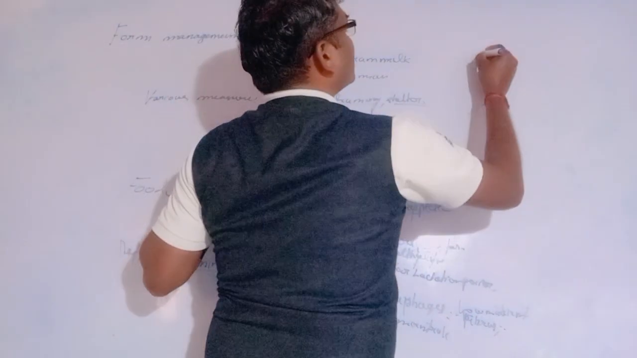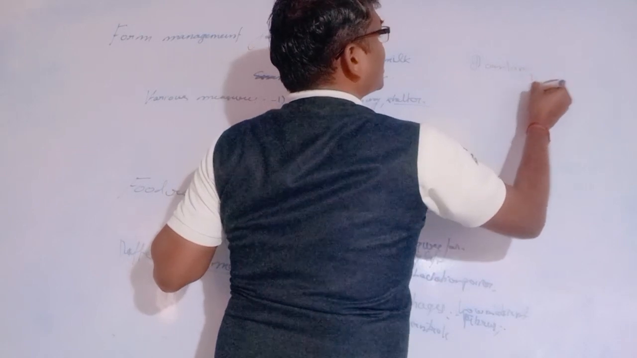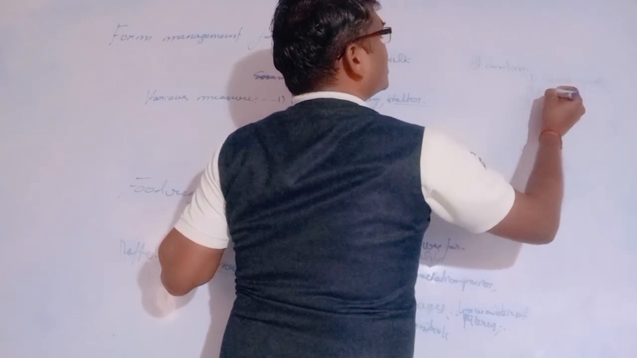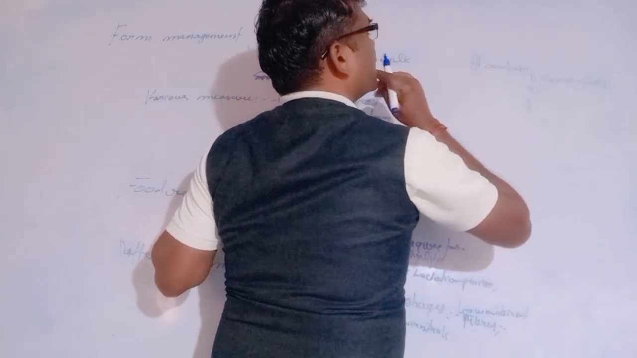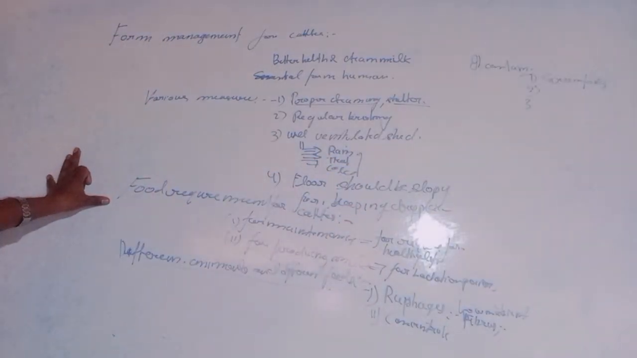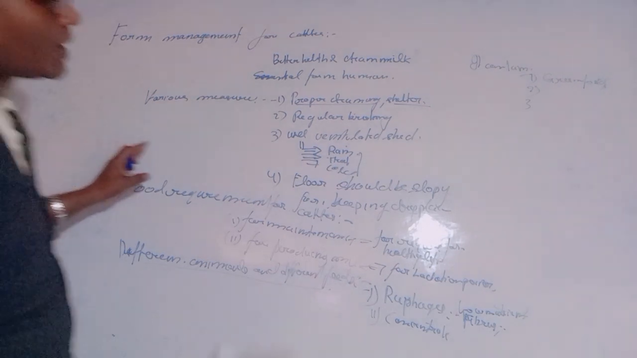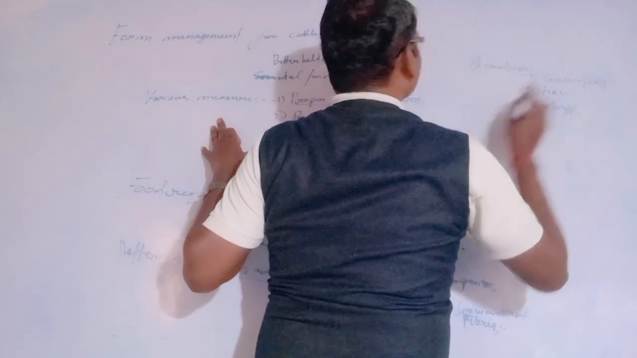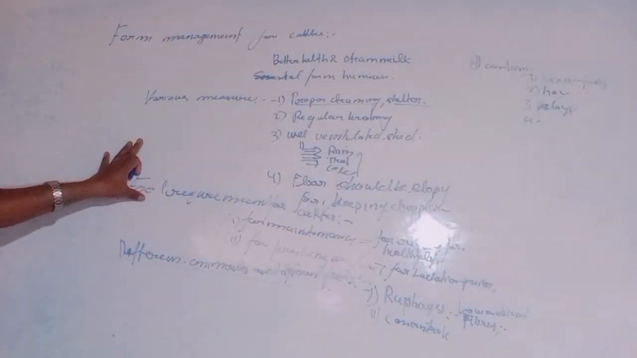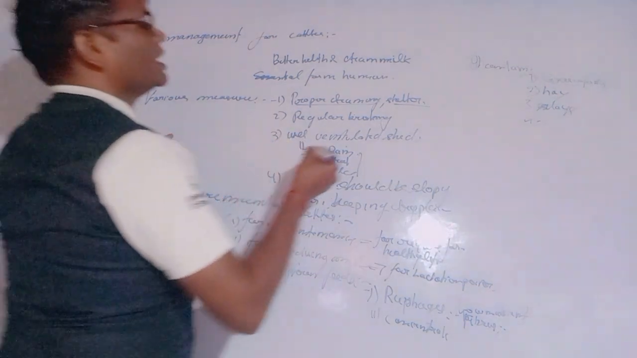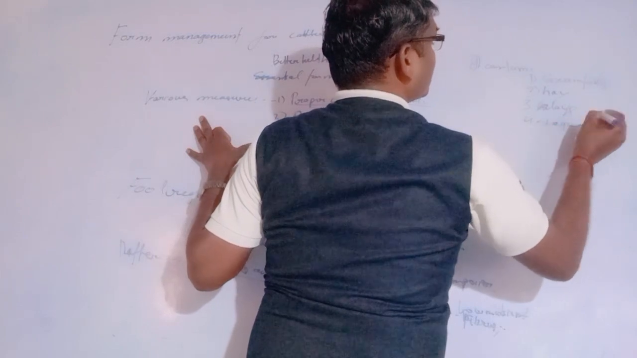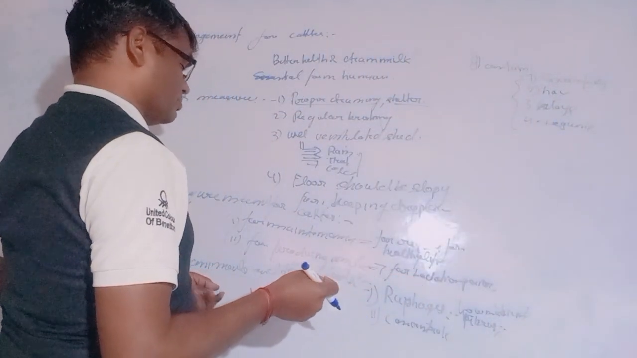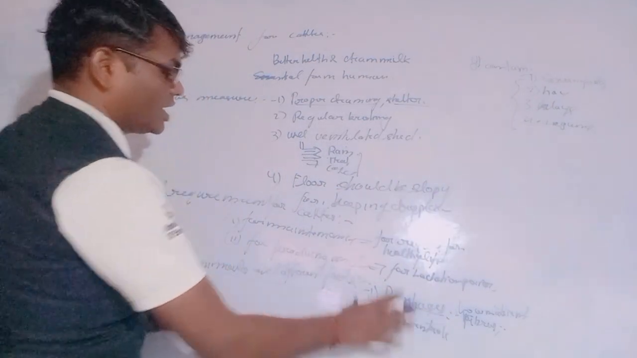Roughages contain green fodders, hay, silage, and the fourth is legumes. So green fodders, hay, silage and legumes are the four types of low-nutrient roughage foods provided to the animals. This is called roughages.